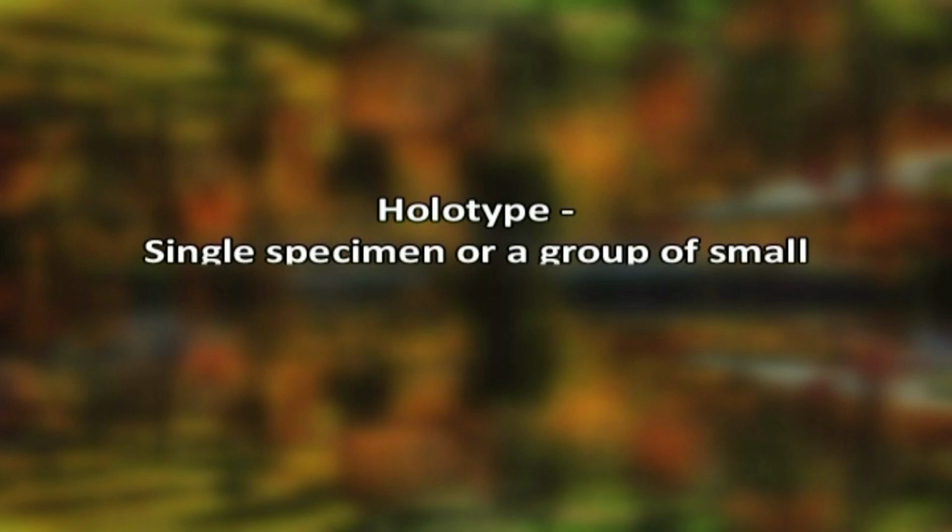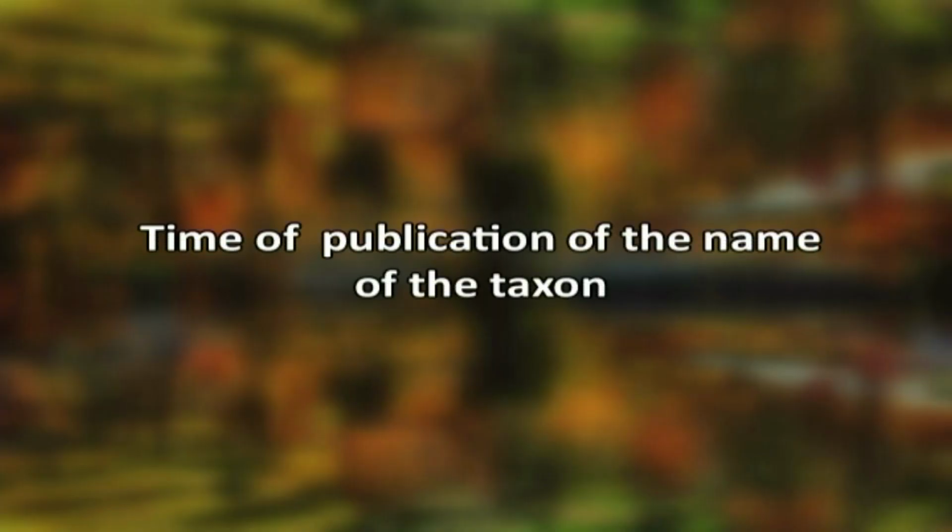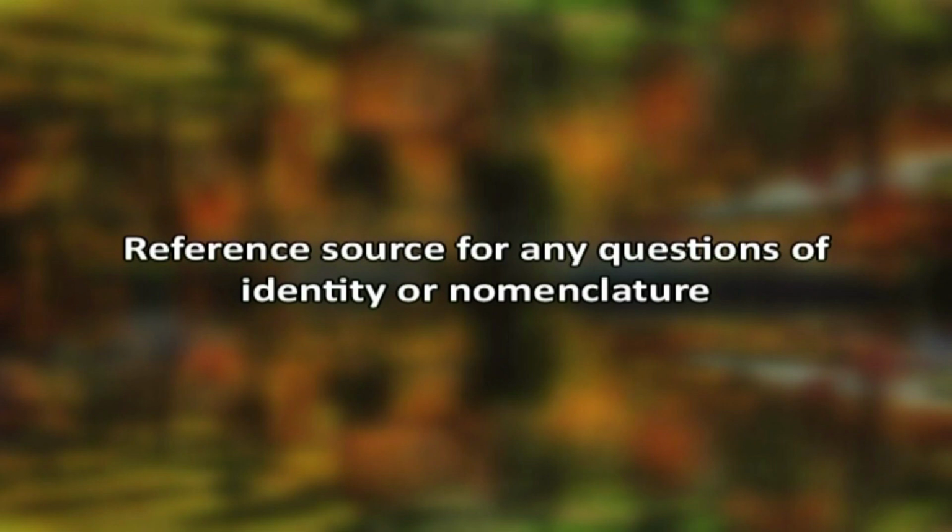Holotype. A holotype is the single physical example, single specimen, or a group of small individuals on a single herbarium sheet or illustration etc. of an organism upon which a name is based, originally used or designated at the time of publication of the name of the taxon. It serves as the definitive reference source for any question of identity or nomenclature.